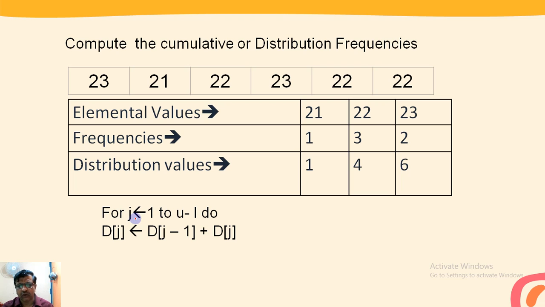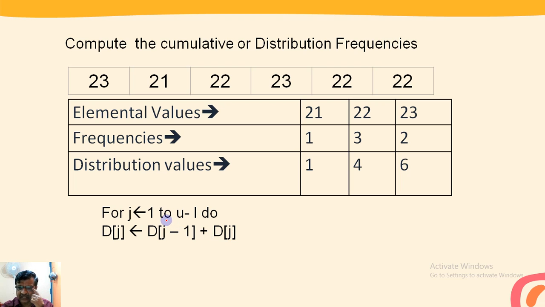Therefore this for loop will run from 1 to u minus L, that is 1 to 2 in this particular case. Okay, d of j, d of 1, that is this one, d of 1 equals d of j minus 1, that is 3, plus d of j. Okay, d of j is 1, so 1 plus 3, it will get us 4.